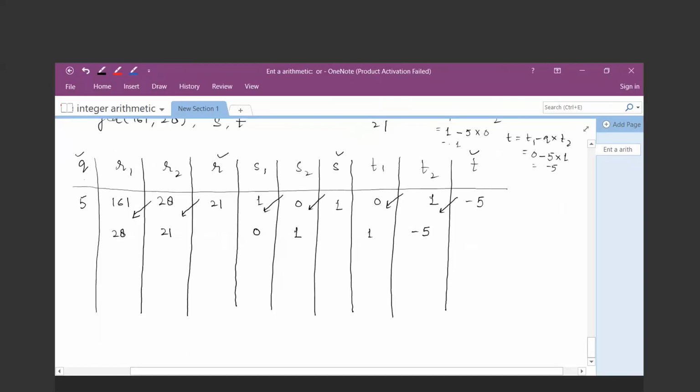Again you have to follow the same steps, that is, find the value of Q. In this case, what will the value of Q be? That is 1 and the remainder is 7. Now again find the value of S and T. S equal to S1 minus Q into S2. The value of S1 is 0, the value of Q is 1, the value of S2 is 1. That is minus 1.